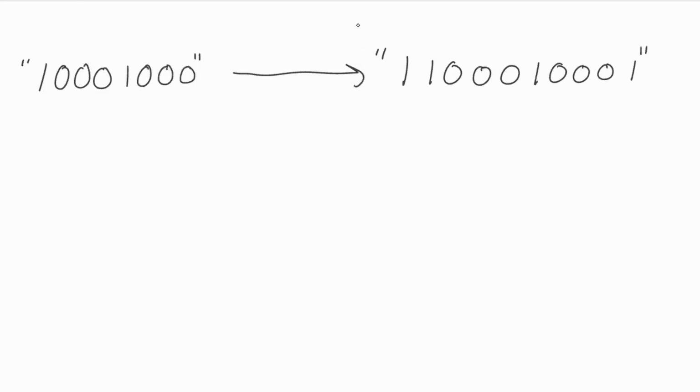So here we're looking at the example 1, 0, 0, 0, 1, 0, 0, 0. So the first thing we want to do is augment our string. So let's do that. We're going to place a 1 in the beginning and then just write our string. So we have 1, 0, 0, 0, 1, 0, 0, 0, and then put a 1 at the end. So this will be our augmented string.